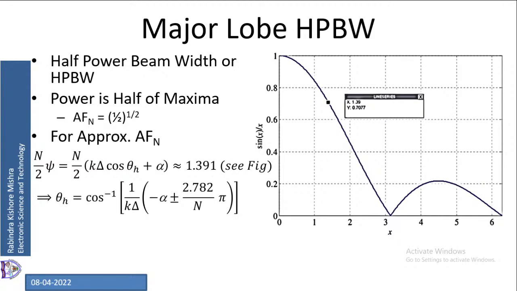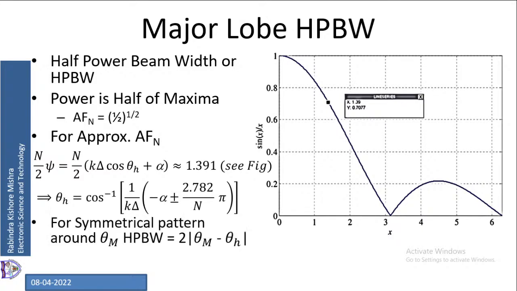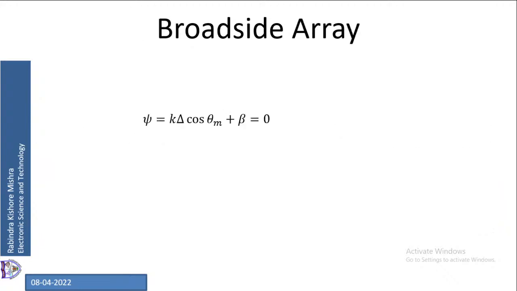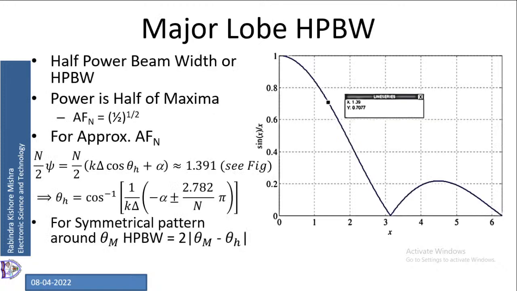So from this you can find out theta h. Theta h is equal to cos inverse 1 by k delta into minus alpha plus minus 2.782 by n into pi. That gives us the half power beam width. For a symmetrical pattern around theta m, the half power beam width is equal to 2 times theta m minus theta h. Theta m is the maxima angle and theta h is the half power point. So their difference into 2 gives us the half power beam width.